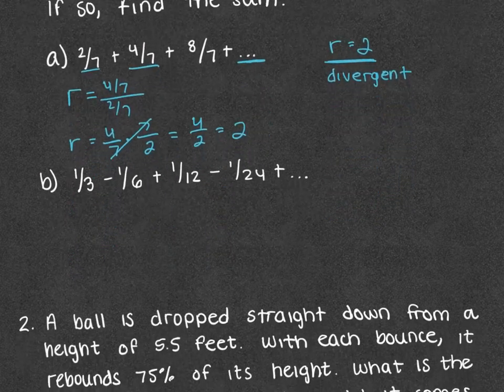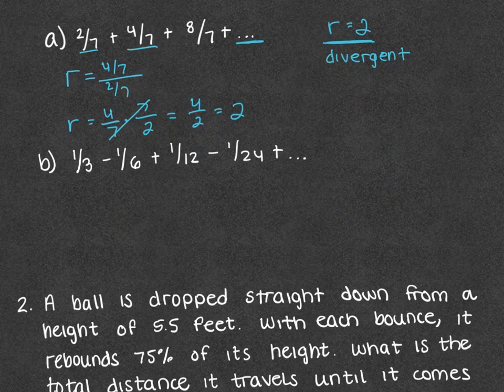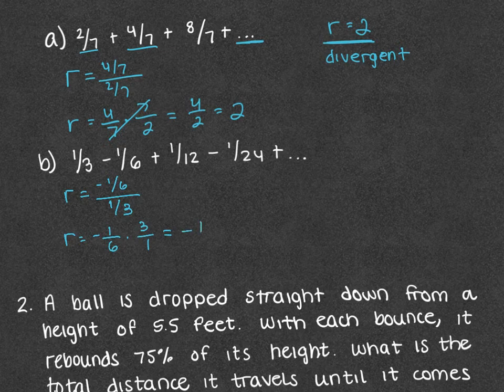All right, let's look at the next one. So again, we need to find our common ratio first. So we would have -1/6 divided by 1/3. So we would have -1/6 times 3/1, which is -1/2. So this time we have r is -1/2, which means the absolute value of r is less than 1. So this is a convergent series. So we can indeed find the sum.